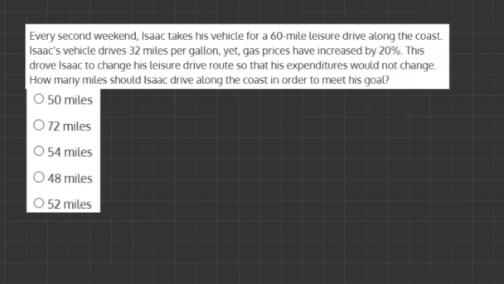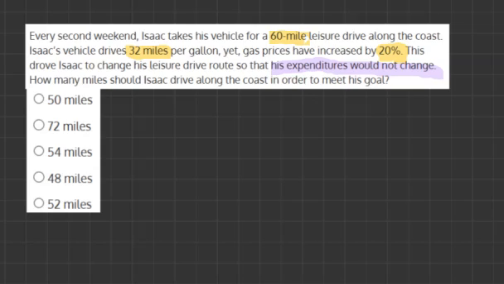to highlight them. So we have 60 miles for leisure drive, 32 miles per gallon, and there is a 20% increase in gas prices. And at the bottom is the question: how many miles should Isaac drive along the coast in order to meet his goal? What is his goal? It says right above that his expenditure would not change. Meaning, even though the gas prices have increased, Isaac doesn't want to spend any more money on his leisure travel.